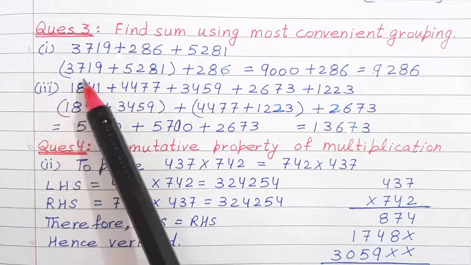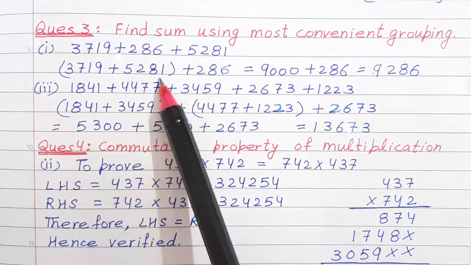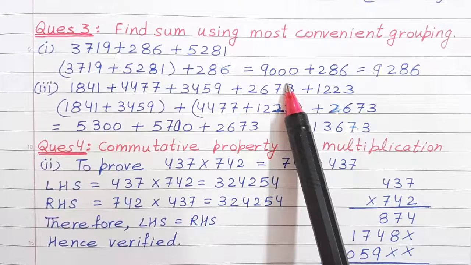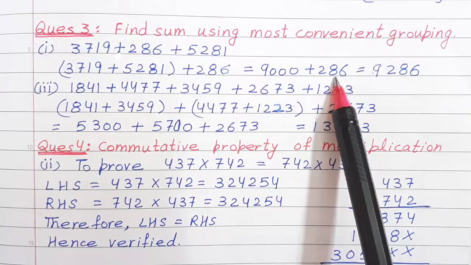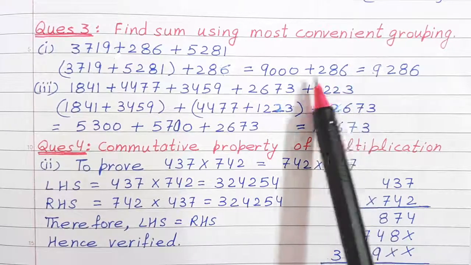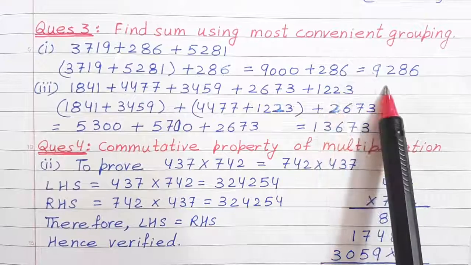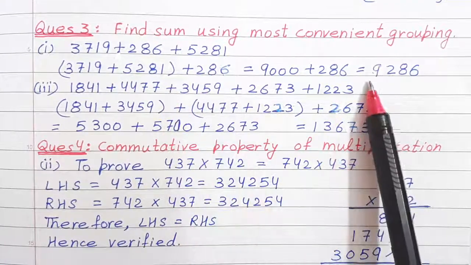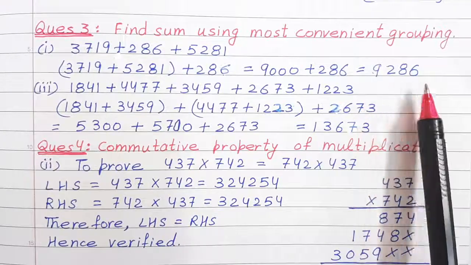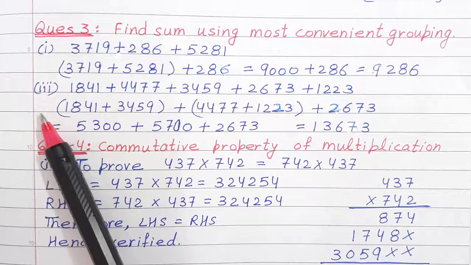So 3719 plus 5281 gives us 9000. Now 9000 plus the remaining number, that is 286. So this is the convenient way of adding the given numbers by grouping them, right? So the answer is 9286. Now see the third part.